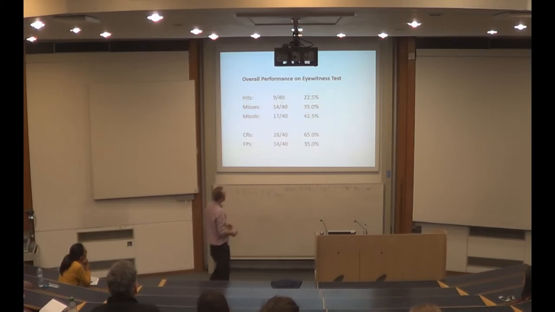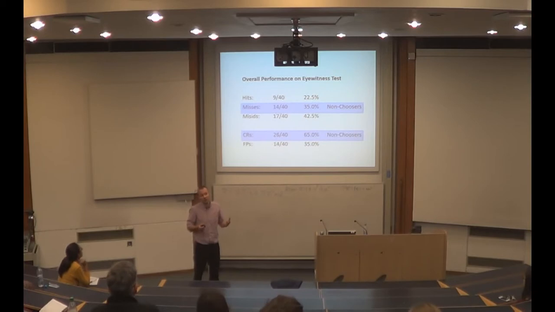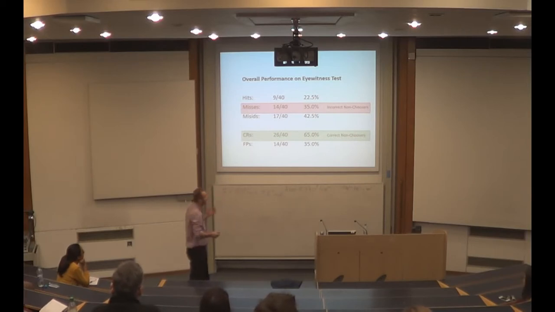You can also do this for absent responses. Again, here you've got the categories of responses that are non-choosers. These are people who haven't identified someone from the lineup. Here you have the correct non-choosers, so these are people who saw a target absent lineup and made an absent response. Whereas here you have people who responded absent to a target present lineup. And again, you can calculate the ratio of these correct non-choosers to incorrect non-choosers as a function of their performance on the face test.